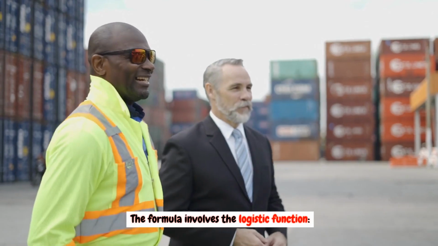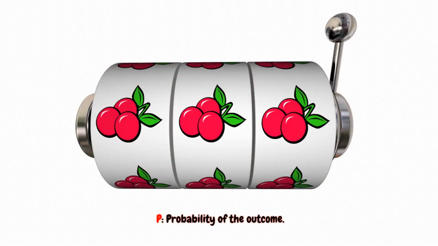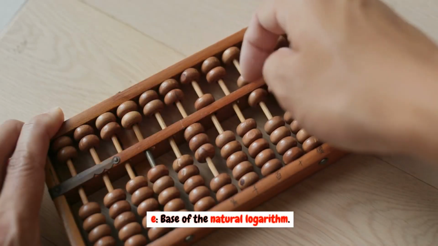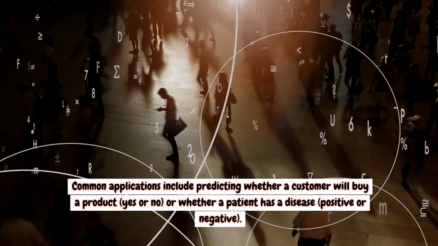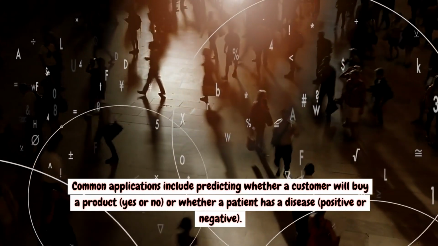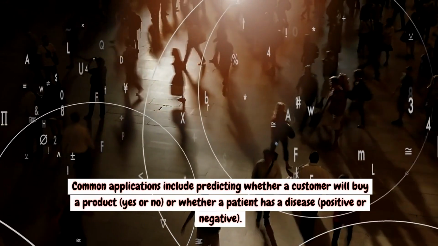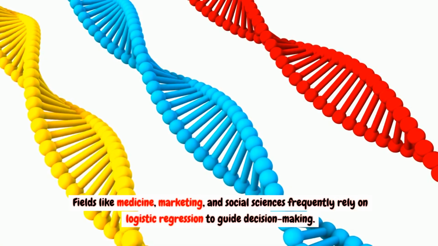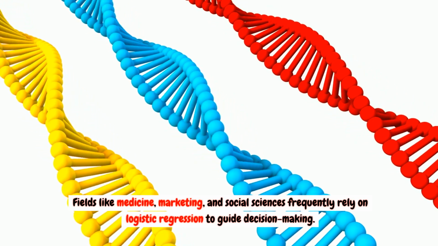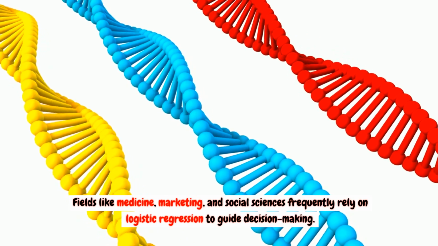The formula involves the logistic function p equals 1 over 1 plus e to the power of negative beta0 plus beta1 x1 plus beta n xn. P, probability of the outcome. E, base of the natural logarithm. Common applications include predicting whether a customer will buy a product, yes or no, or whether a patient has a disease, positive or negative. Fields like medicine, marketing, and social sciences frequently rely on logistic regression to guide decision-making.